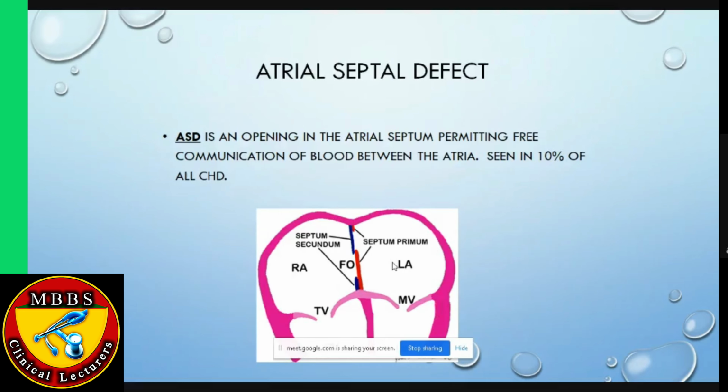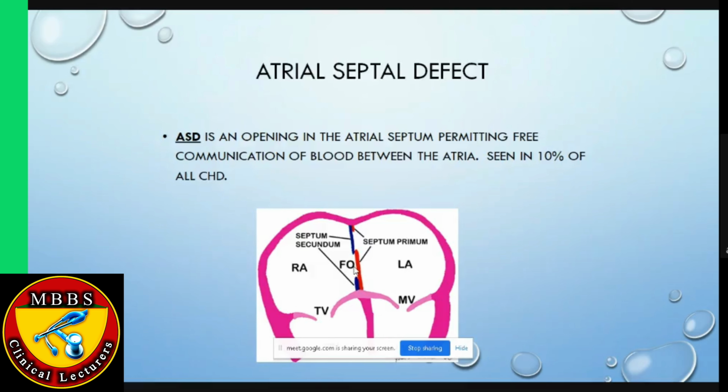Now, if you see over here, these are the two atria which are present, and in between, you can see that during the embryological development, there is a septum primum and the septum secundum. And over here, there is the fossa ovale or the foramen ovale, which is present. This is the normal anatomy.